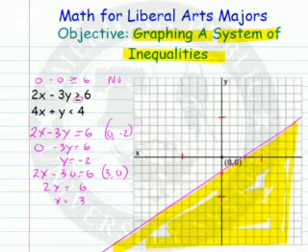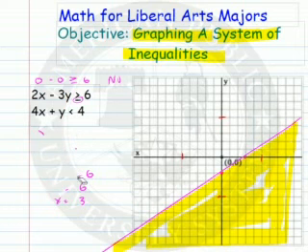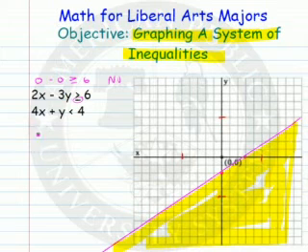How about the other problem? I'm going to erase what we have right here so we have some space to work again. And we'll take the other one. 4x plus y is less than 4. We'll graph the equality again. 4x plus y equals 4.